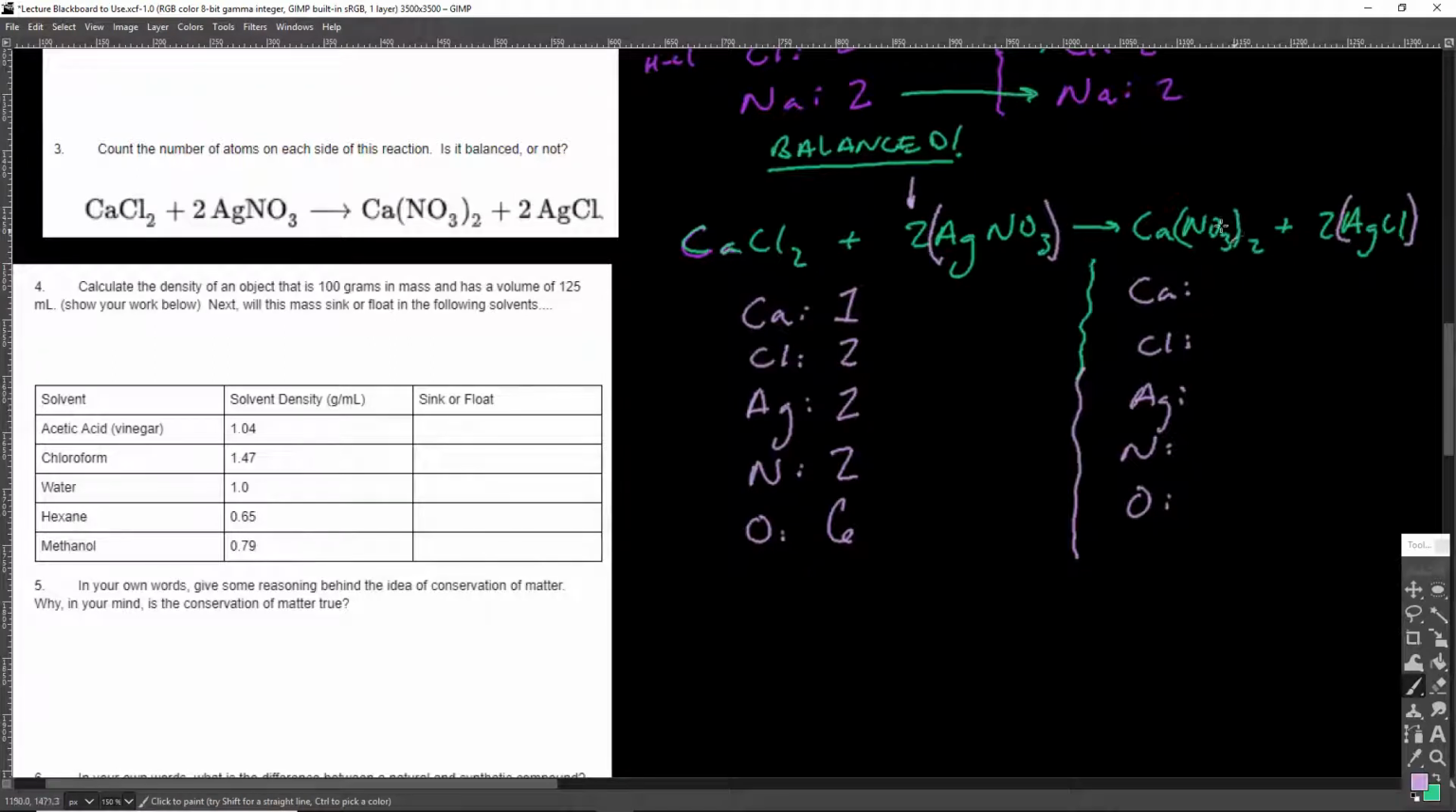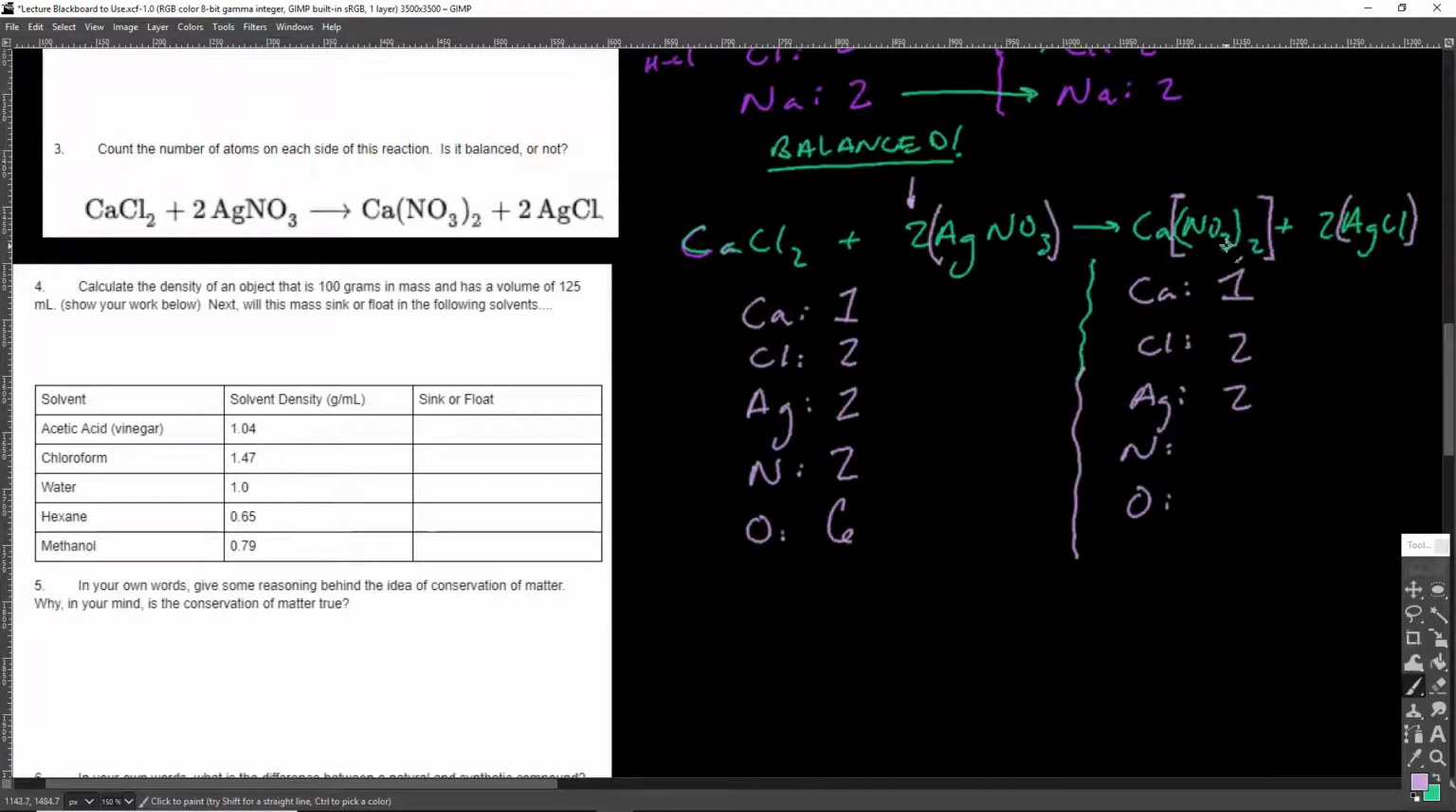Okay, so how many calciums are there? Quickly. One. How many chlorines? Two. How many silvers? Two. How many nitrogens? Be careful here. Right? There's a little subscript down here. Where does that subscript apply to? Okay, you're probably not going to see this on the exam, but it goes right here. Okay? Because this subscript applies to this molecule.